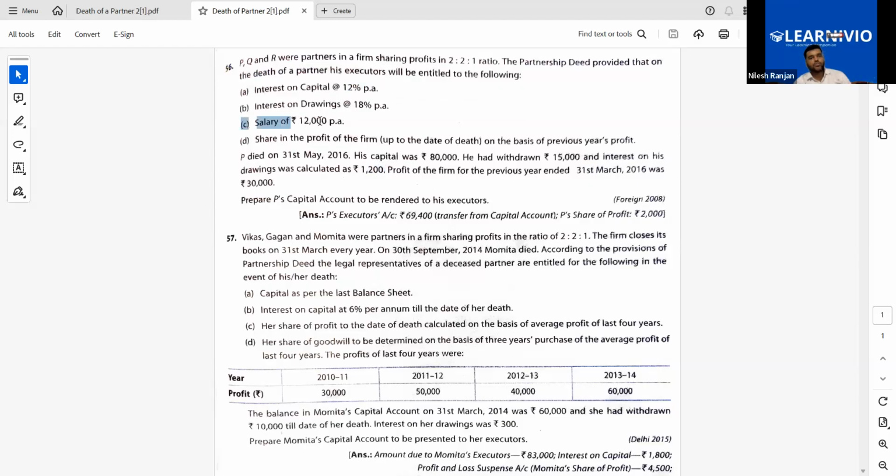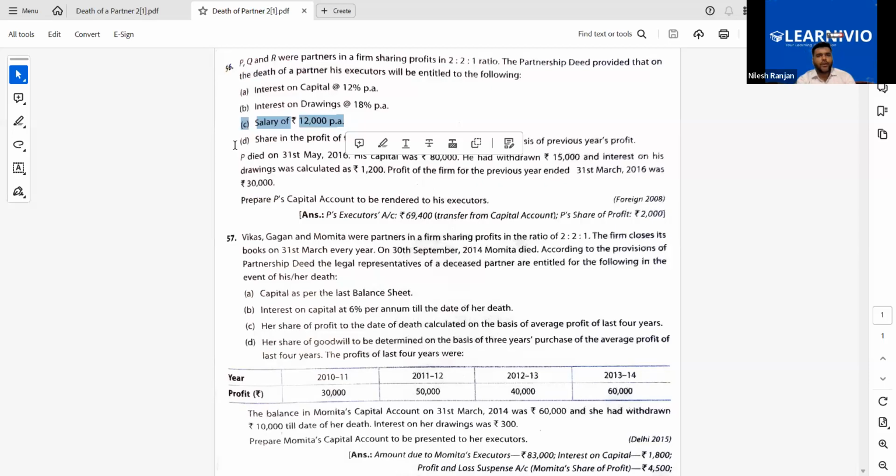Salary of 12,000 per annum means this salary is related to 1 year. So we have to take it per month. Yes, you have to convert it into per month and then take it for 2 months only. So 12,000 multiplied by 2/12, for 2 months.